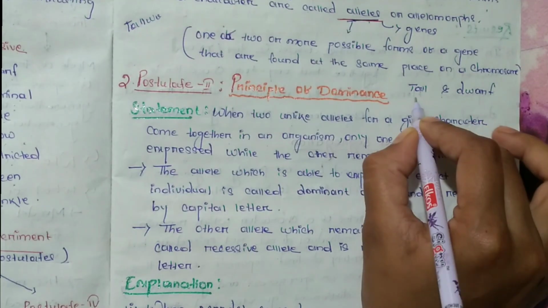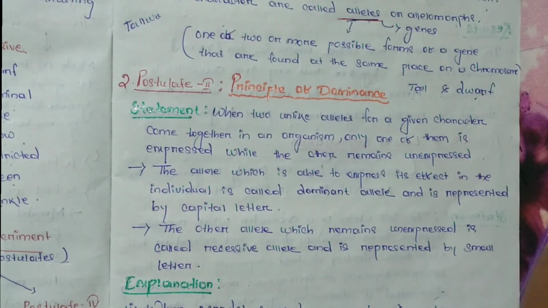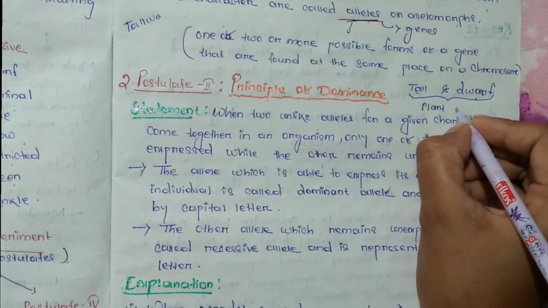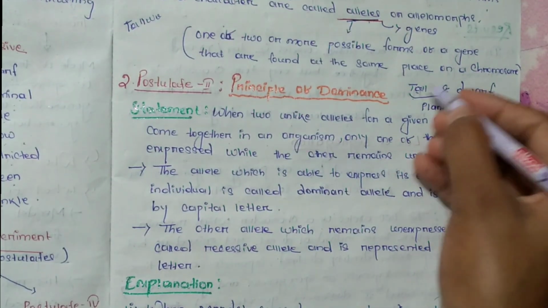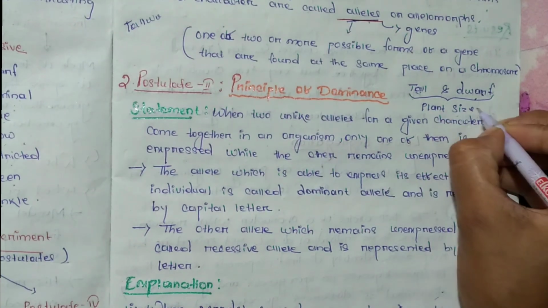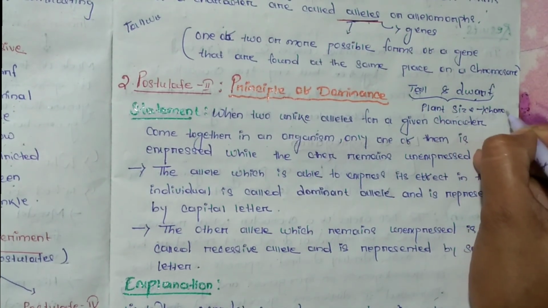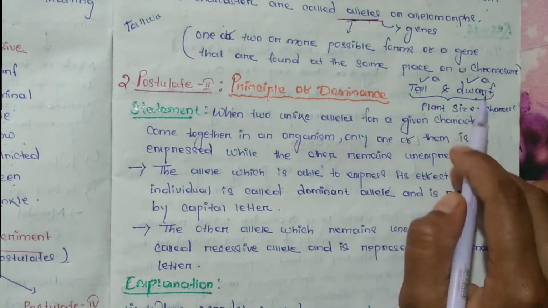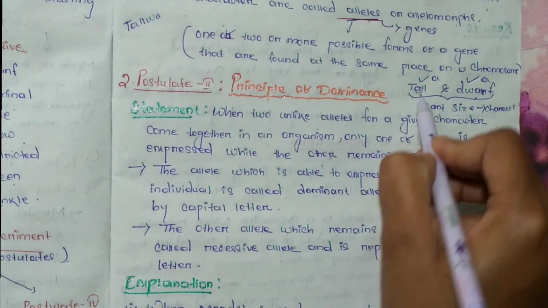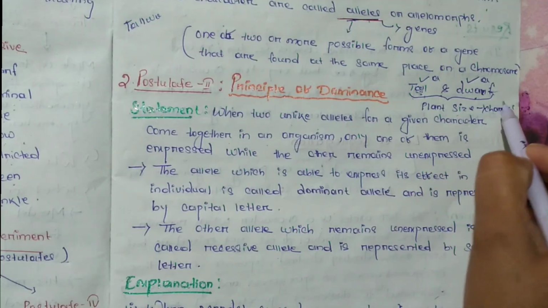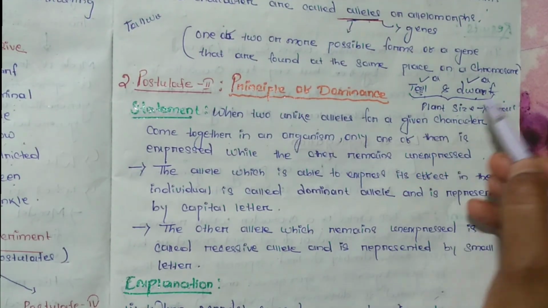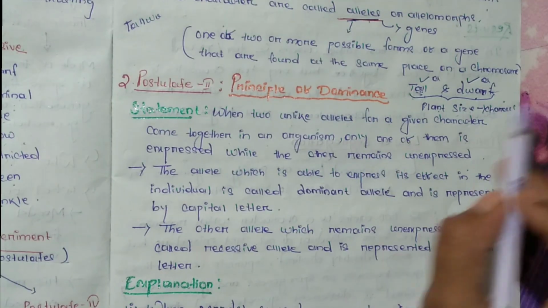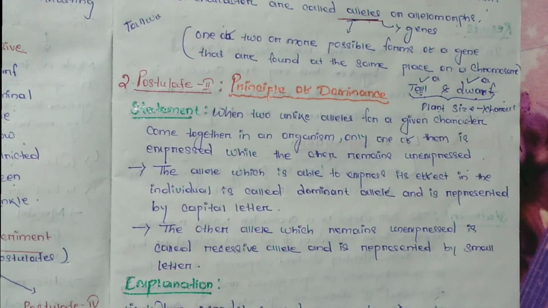When both come together for a given character, let us consider plant size. The plant may be tall, may be dwarf. Plant size is the character and these are alleles. When two unlike alleles, tall and dwarf, are unlike alleles for a given character, let us consider plant size, come together in an organism, only one of them is expressed while the other remains unexpressed.